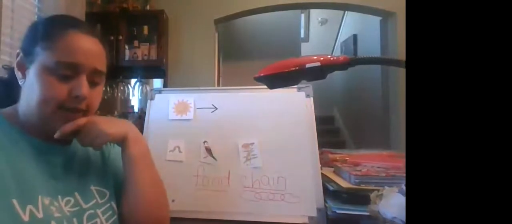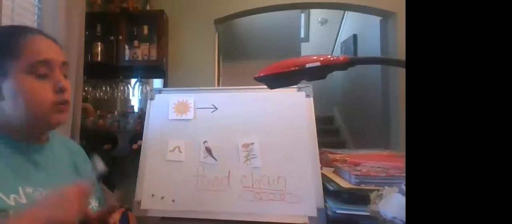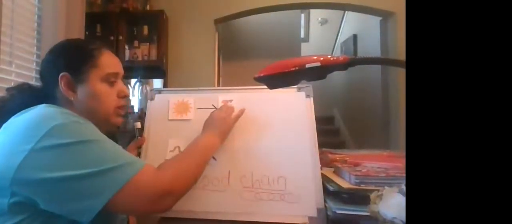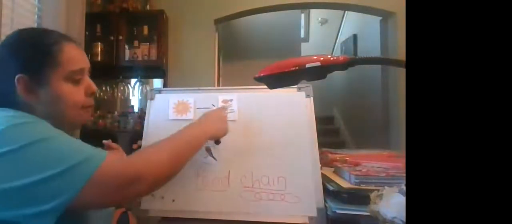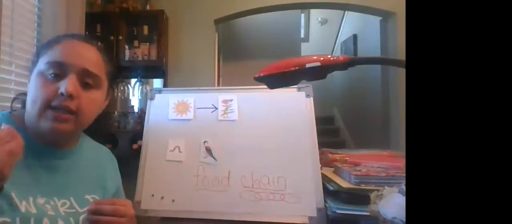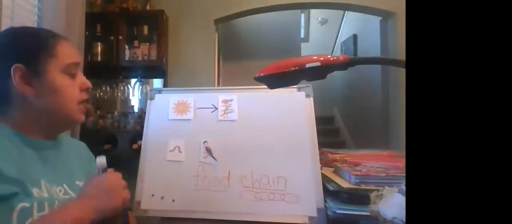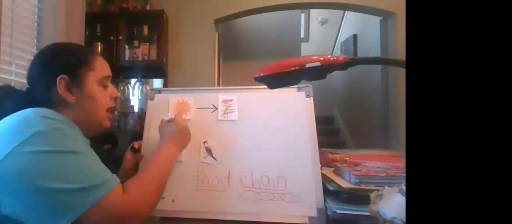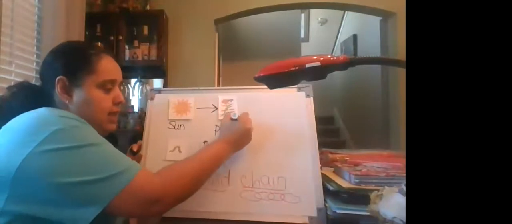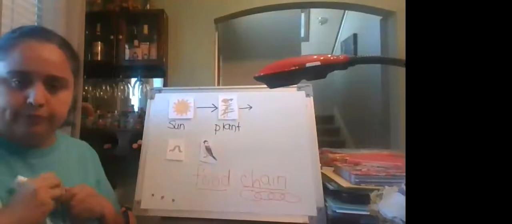Let's think about that. Okay, if you said that the sun gives energy to the plants, you are absolutely right. Because the plant makes its own food. And for the plant to make its own food, the plant needs energy from the sun. Okay, so we have the sun here, and the sun gives energy to the plant. Now let's think, who does the plant give energy to?